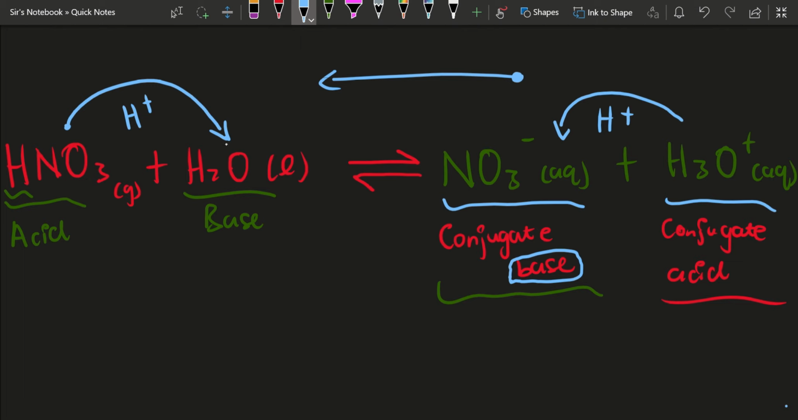But on the reactant side, the nitric acid, what does it do? It donates a proton to the water molecule. And what does it then form? It then forms a nitrate ion plus a hydronium ion. So on the reactant side, HNO3 acted as an acid and H2O acted as a base, right?